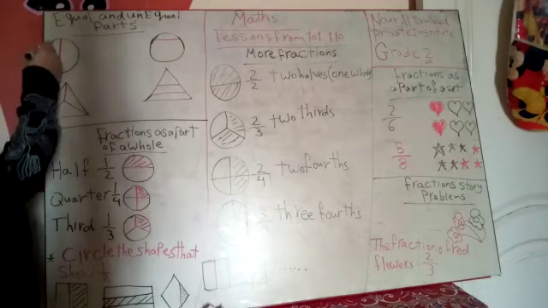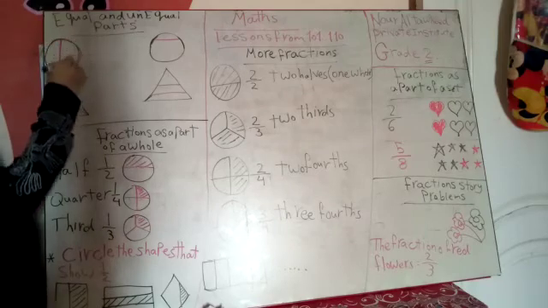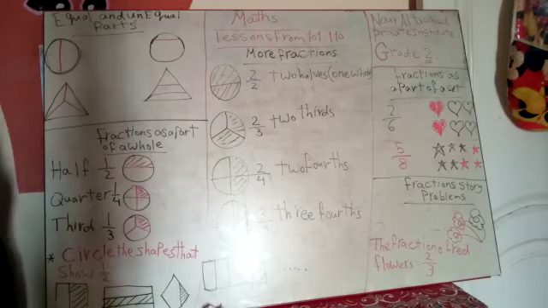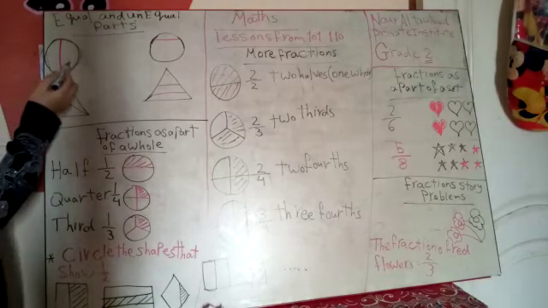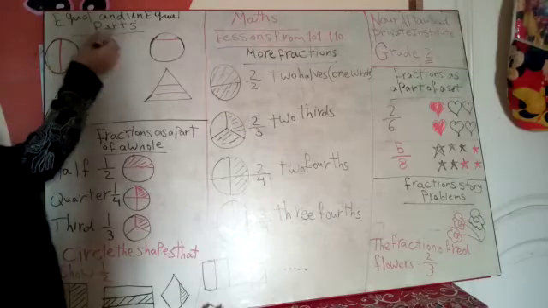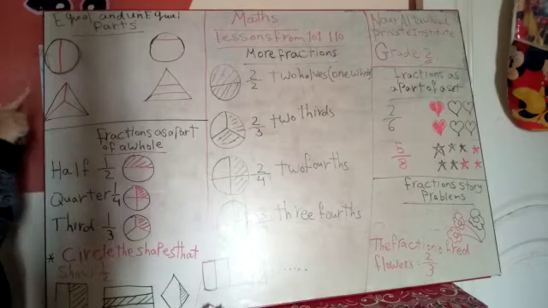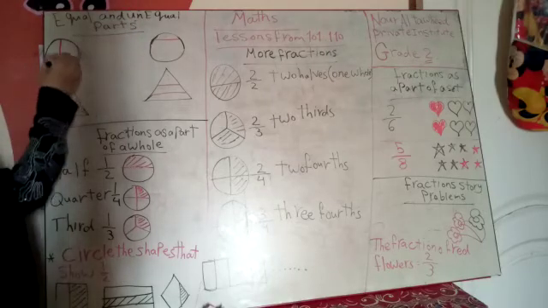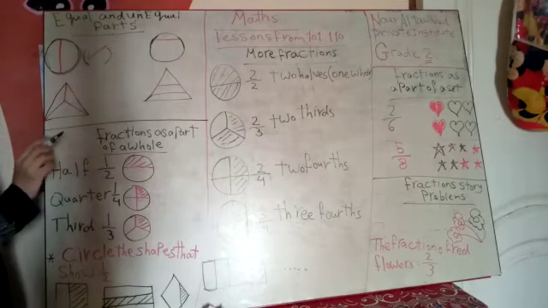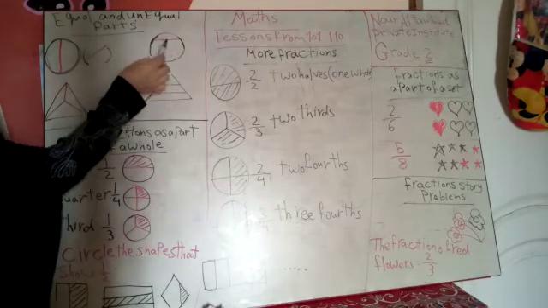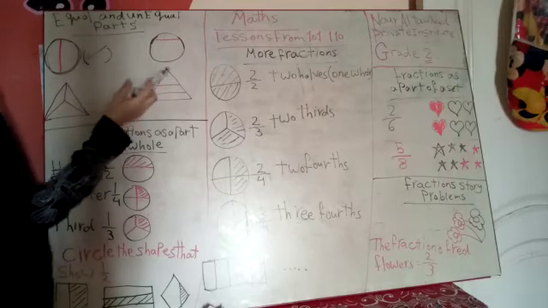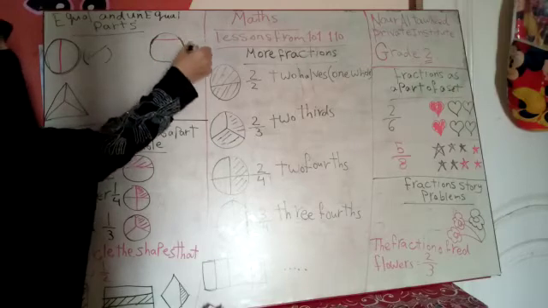If we draw one circle, a whole circle, and divide it into two parts, see with me, are these two parts equal or unequal? Equal. These parts are equal parts. The second circle, we divide it into two parts. Are these parts equal or not equal? Not equal parts.